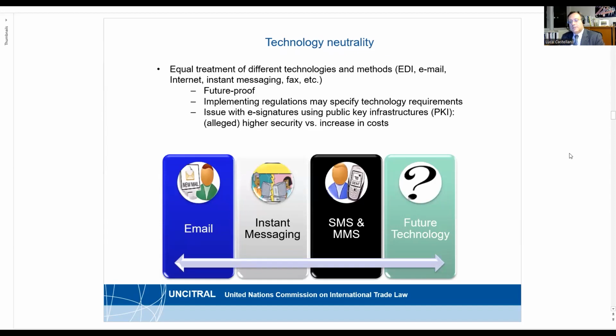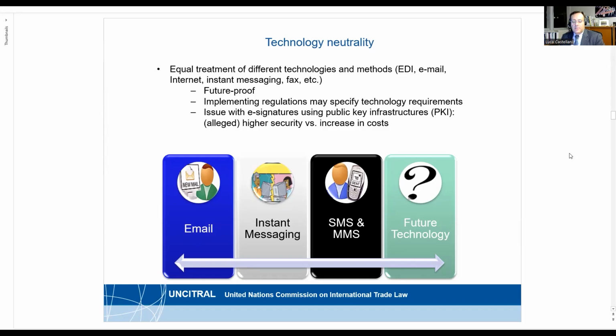The third principle is technology neutrality. Technology neutrality has to do with equal treatment of the different technologies and methods. Why? We want the law not to mandate or favor the use of any specific technology, method, or product to make it future-proof, to promote technological innovation. Because if we don't give legal recognition to new products, to recent development, we may actually stifle that innovation. We may miss out on opportunities.